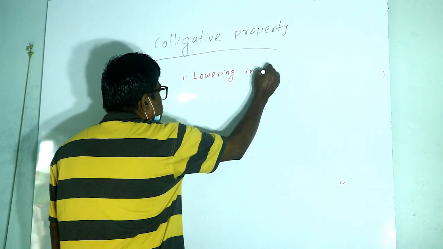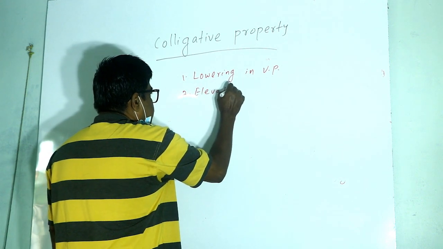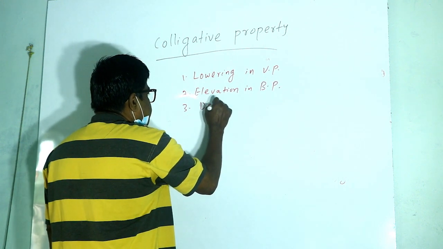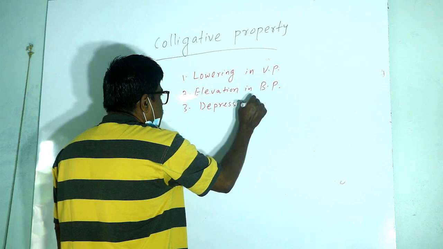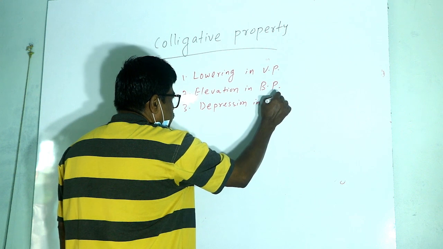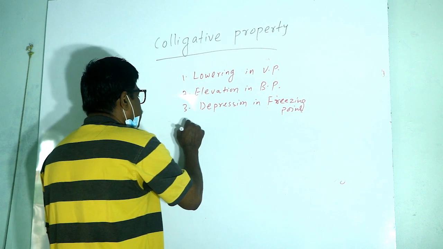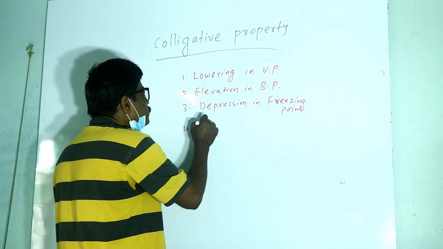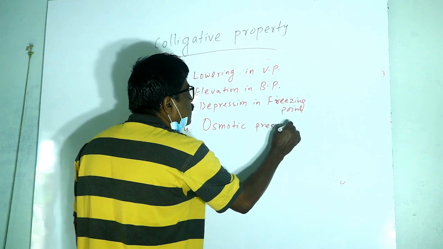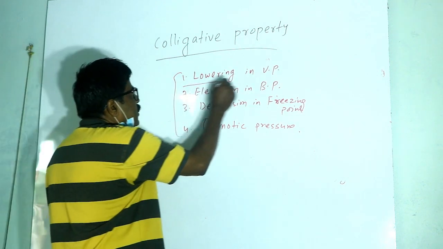elevation in boiling point, depression in freezing point, and another one we will discuss, that is called osmotic pressure. These are four colligative properties we have to come across in this chapter. Let's say first consider the lowering in vapor pressure.